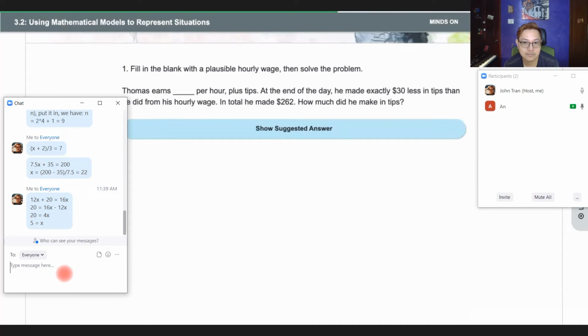So, fill in the blank with a plausible hourly wage and solve the problem. Thomas earned blank per hour plus tip at the end of the day. He made exactly 30 less in tip than he did from his hourly wage. In total, he made 262. How much did he make in tip? Exactly 30% less in tips than from his hourly wage? Now the situation is a bit weird. In total, he made 262. How much did he make in tips?